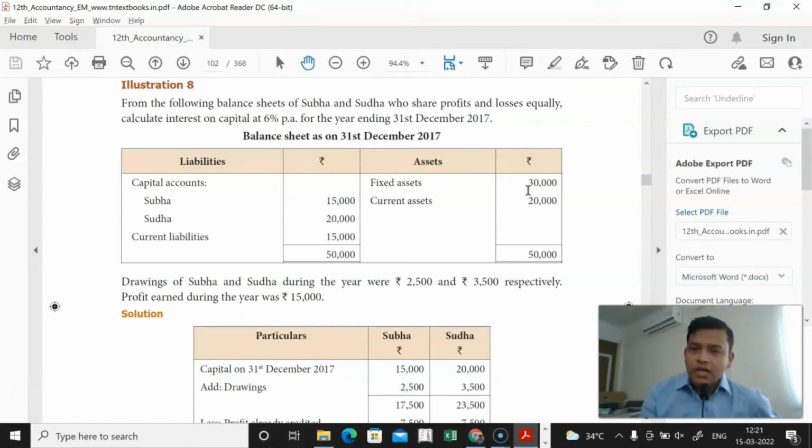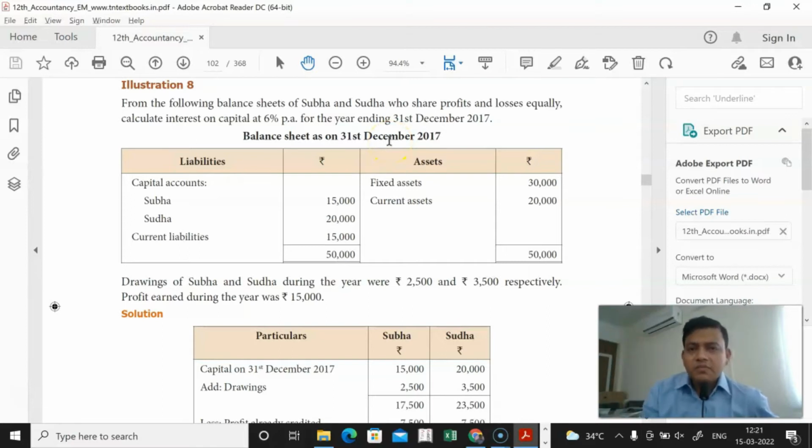Drawings of Subha and Sudha during the year were 2,500 and 3,500 respectively. Profit earned during the year was 15,000. Conceptually it is the same question, but how are we going to find out? They have given the closing capital. Always we have to find interest on the opening capital, right? Now they have given the closing capital.